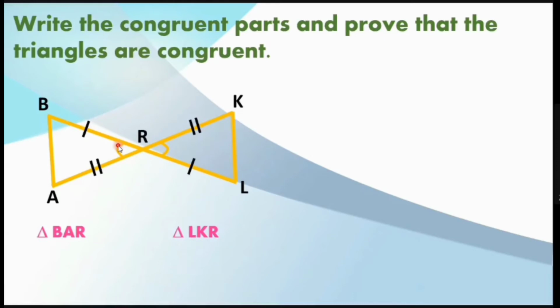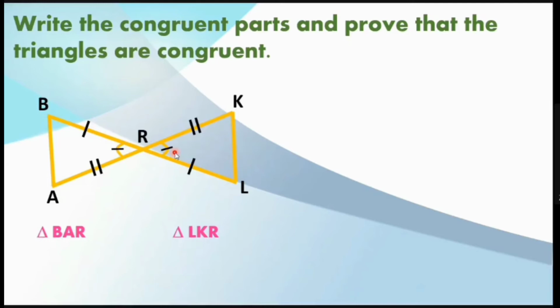Bakit vertical angles? Because these two angles are opposite angles that are formed by two intersecting line or line segments. Ibig sabihin, pag meron tayong dalawang line segments that are intersecting, meron silang intersection, yung angles that are formed or yung opposite angles na na-form are actually what we call vertical angles. And the measurement of two vertical angles are congruent. Therefore, we can say that these two angles here are congruent. Okay, so let's mark it to be the third pair of corresponding parts that are congruent.